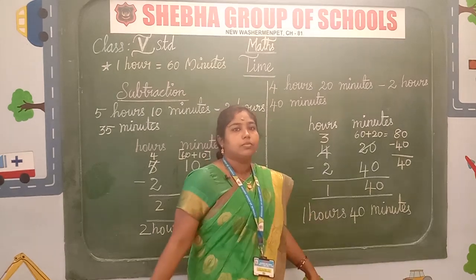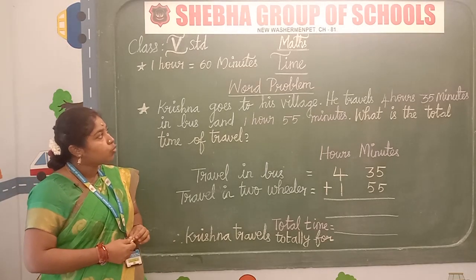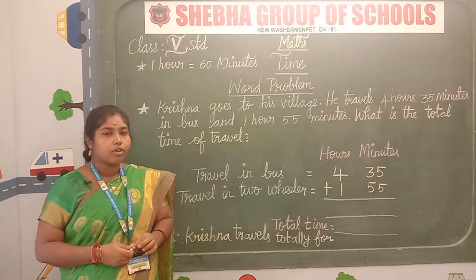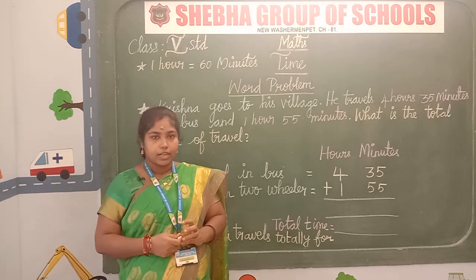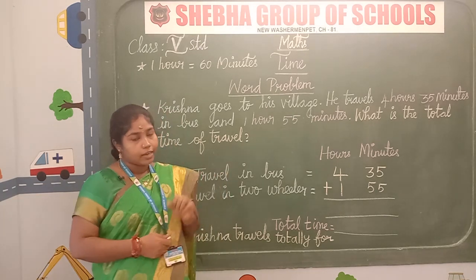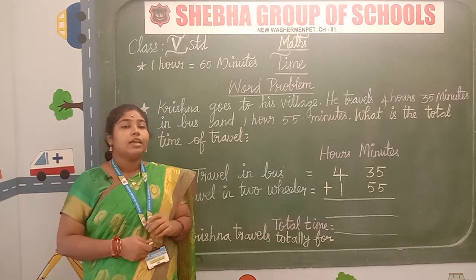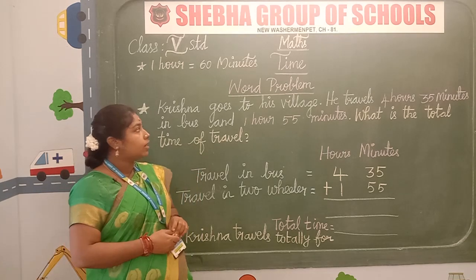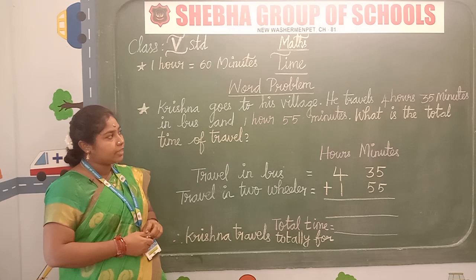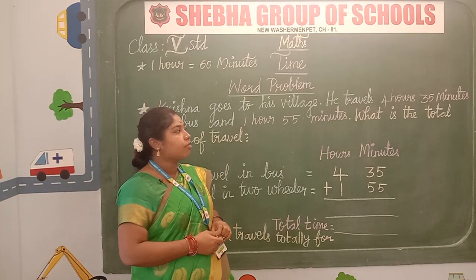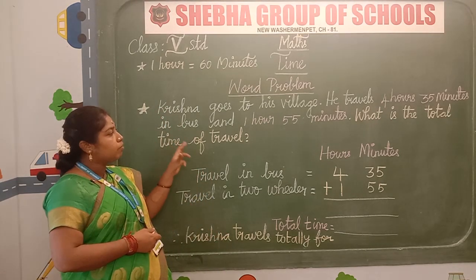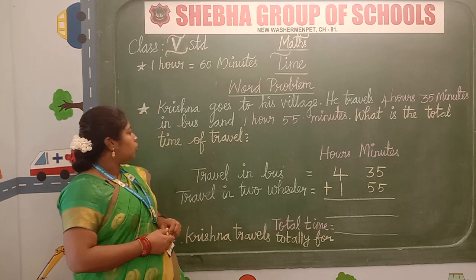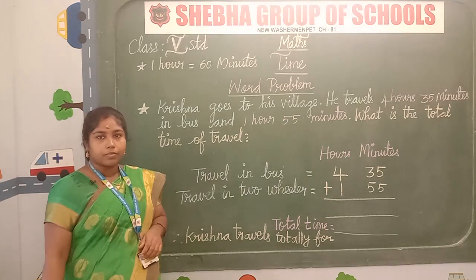Students, we now move on to the topic word problem in time. So whenever we are doing a word problem, first we have to read and understand. Then we have to gather the information from the word problem, decide the operation, and finally you can solve the problem. So here Krishna goes to his village. He travels 4 hours 35 minutes in bus and 1 hour 55 minutes. What is the total time of travel?